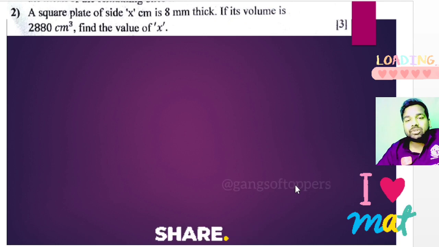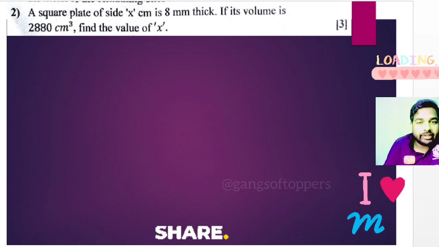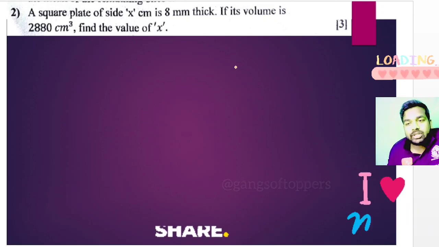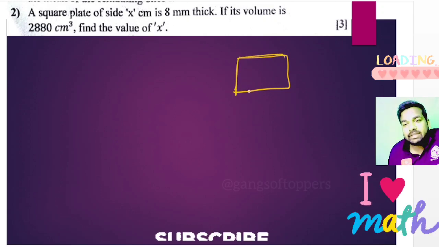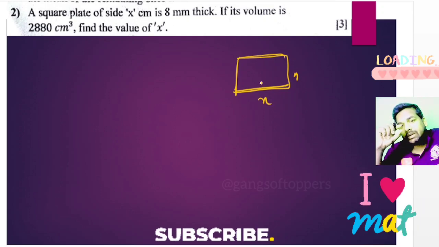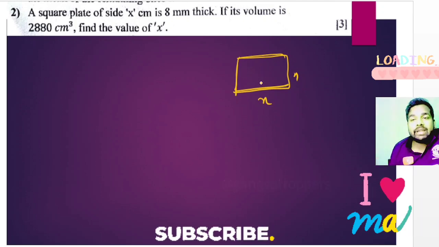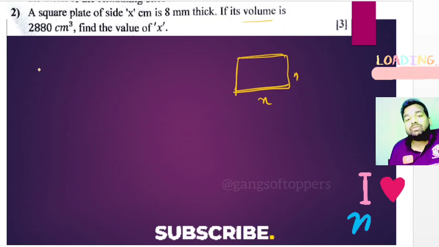Okay, now the next question is asking about a square plate of sides x centimeter and thickness 8 mm. You are going to find the value of x. Look here, this is the square plate. Since the square's side is x into x, and the thickness of the square plate is 8 mm, the volume of this cuboid is given as 2880.